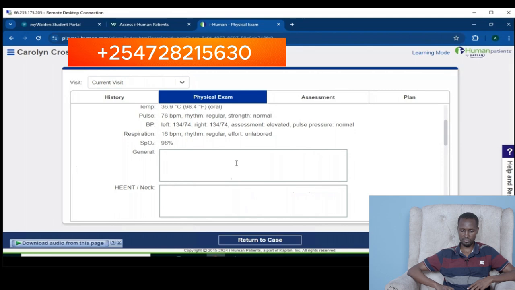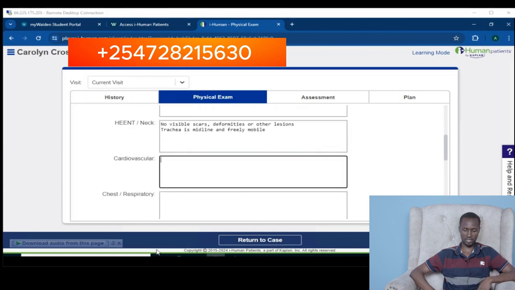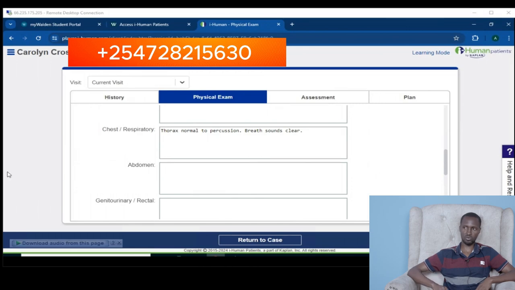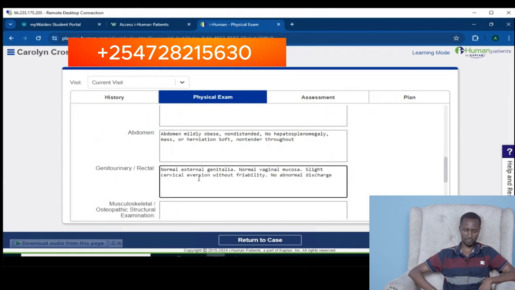For example, the general interpretation or the general assessment of the patient. Now, in this case, this patient, despite having concerns for breast cancer or coming for a wellness check, has a normal energy level. And then the neck, according to your interpretation or the responses given by the case, you key in that. Then you also deal with the respiratory and cardiovascular, then the abdomen, then the rectal, and nearly all the body parts on which you conducted the physical exam. Then there's the neurologic, then the skin.